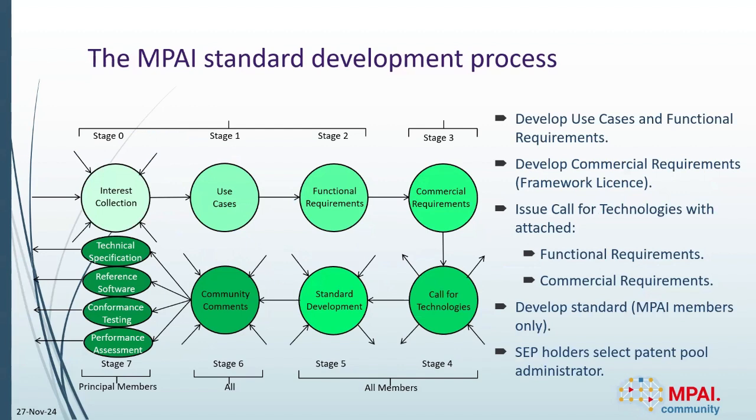So this is a quick overview of what I've said in the previous slides. So we start from a proposal, we develop use cases, functional requirements, commercial requirements, we issue a call for technologies. We are at this stage. We develop the standard, and before publishing the standard, we publish it for community comments. And then beyond the technical specification, we have reference software, conformance testing and performance assessment. This is part of the MPAI policy.